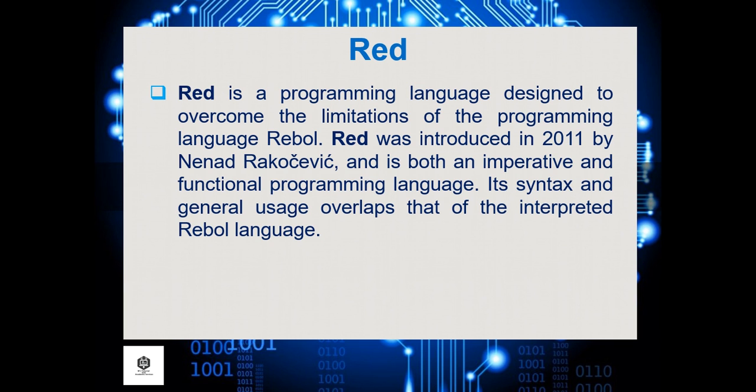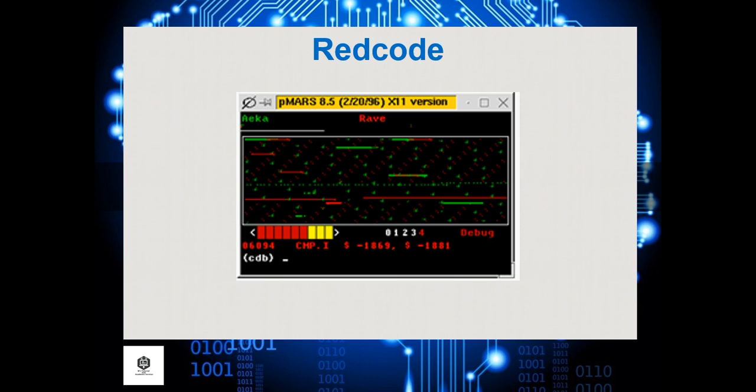Red is a programming language designed to overcome the limitations of the programming language Rebol. Red was introduced in 2011 by Nenad Rakocevic and is both an imperative and functional programming language. Its syntax and general usage overlaps that of the interpreted Rebol language. Red Code.